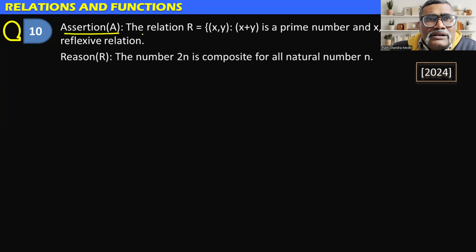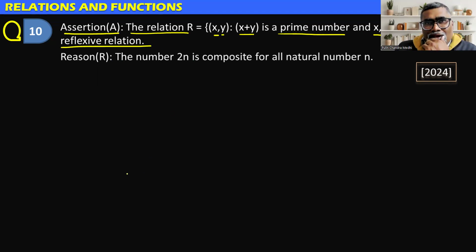Assertion. What is the assertion statement? The relation R, which is written as (x, y), they're related if x plus y is a prime number and x and y are natural numbers, is not a reflexive relation. Acha, what is the set where you are defining this relation? That is natural numbers. Okay. To be reflexive, what should I get? I should get that every number is related to itself. So just check whether every time it gives you a prime number or not. If not, it will not be reflexive.